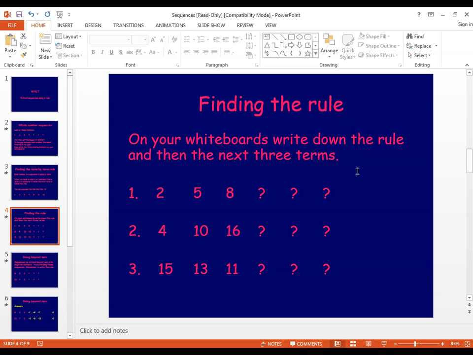So we've got some more here. Now, if you've got a piece of paper at home, can you just write down the next three for me, please? So you're just looking at what the difference is between the numbers and then you're carrying on the nth term. Okay, so between 2 and 5, what is the jump? And then from 5 to 8, what is the jump? If they're the same, then you need to use that rule to think of the next three numbers.